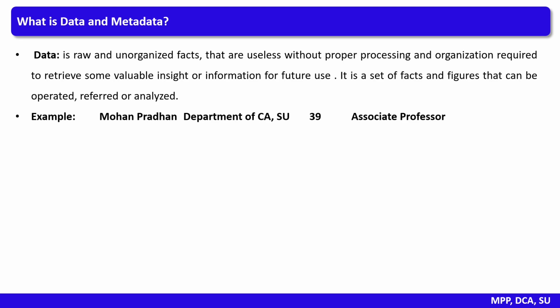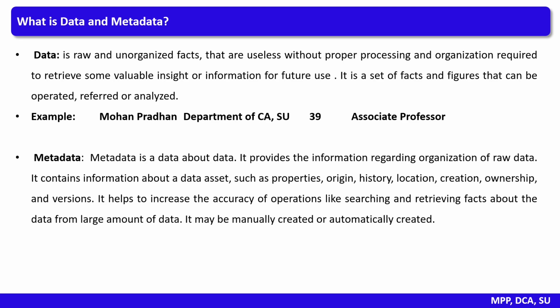Now, let us try and understand what metadata is. Metadata is data about data. It provides the information regarding organization of raw data. It contains information about a data asset such as properties, origin, history, location, creation, ownership, and versions. It helps to increase the accuracy of operations like searching and retrieving facts about the data from a large amount of data. It may be manually created or automatically created.